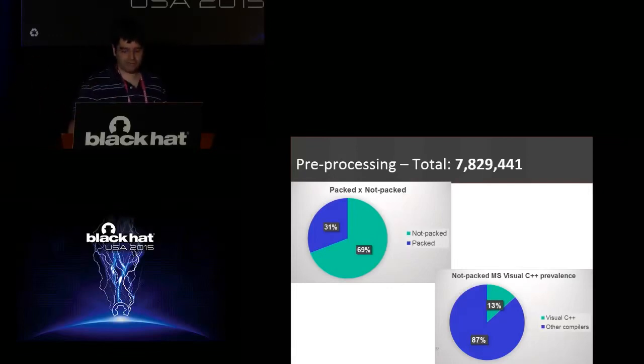From the not packed samples, just 13% are actual Visual C++. This number is interesting because last year we did the same statistics, but for the whole set of malware, including both packed and not packed. And this number was around 40%, between 40 and 50% of all the samples using Microsoft Visual C++. So once we get the not packed samples, these numbers reduce a lot. So this is very interesting. So this is not that prevalent, and some numbers might show.